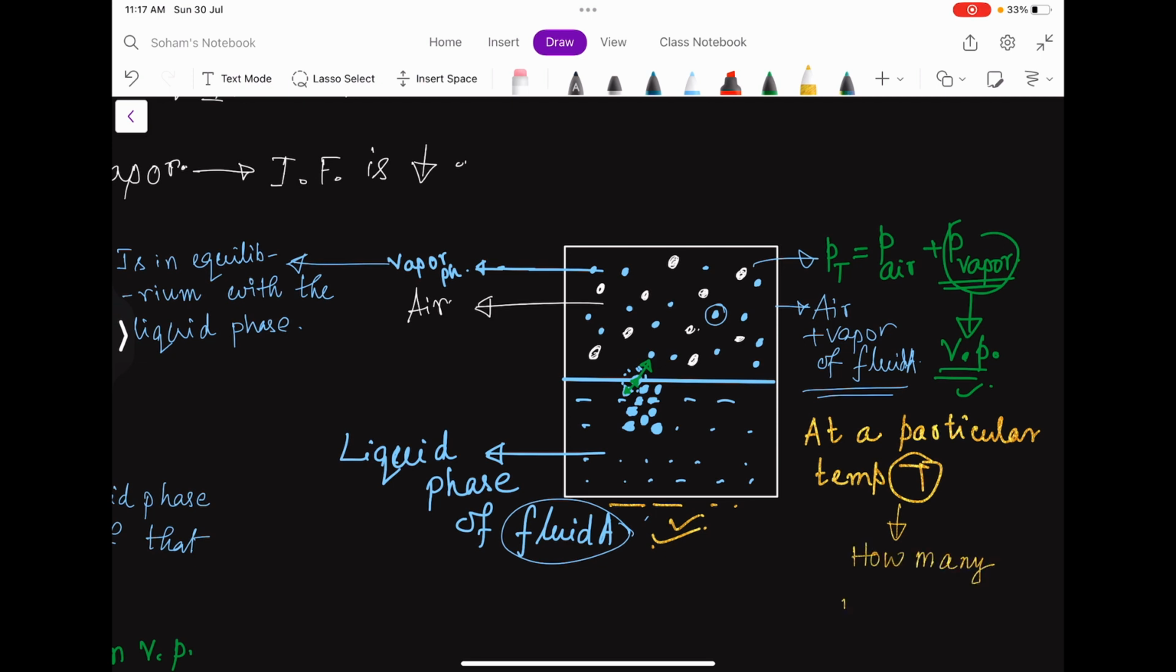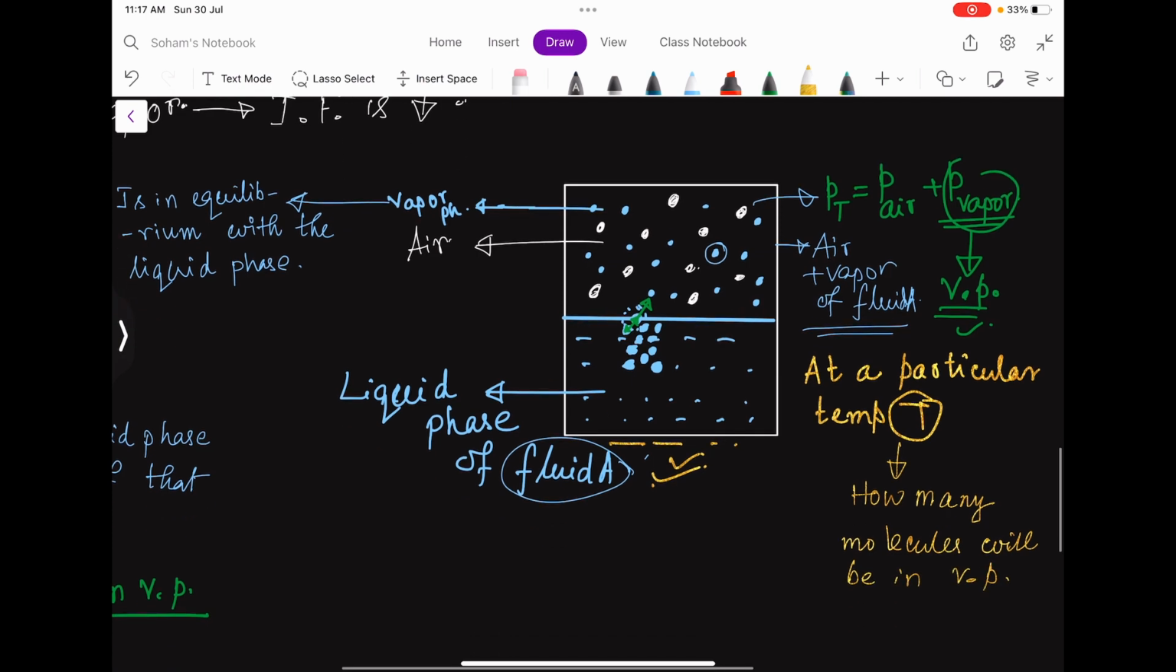So this T can answer how many molecules will be in the vapor phase, and that directly affects the vapor pressure. Very intuitively, as the temperature is increasing, the motion or the kinetic energy of the molecules is increasing, right? And that is why the tendency of going out from this liquid surface is more as I am increasing the temperature, because of the increment in energy. So that directly affects the vapor pressure. That means at a particular temperature there is a particular vapor pressure.